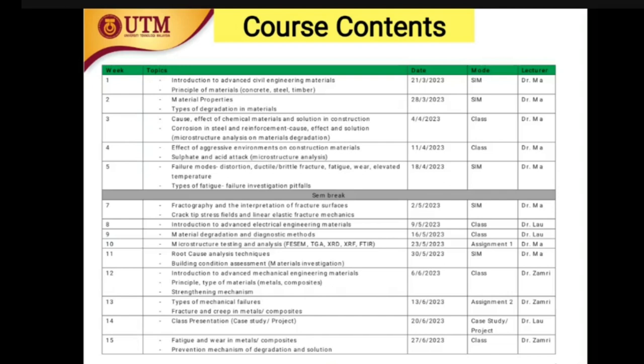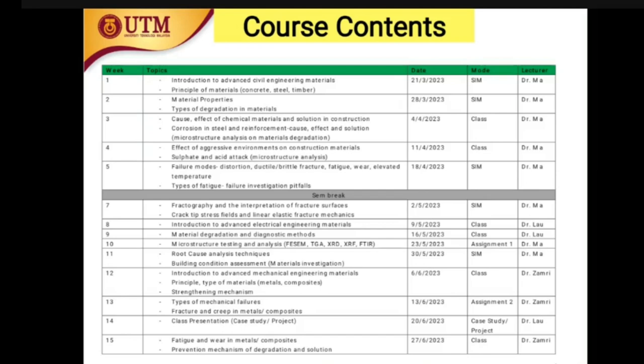throughout our courses. So if you look at here, actually the proportion for the civil engineering is largest. We have topics or weeks for the civil engineering, which is about nine times. Meanwhile, for the electrical engineering, which will be conducted by Dr. Lau, is only, I think, 3 times. And then Dr. Zamri from mechanical is only 2 times.